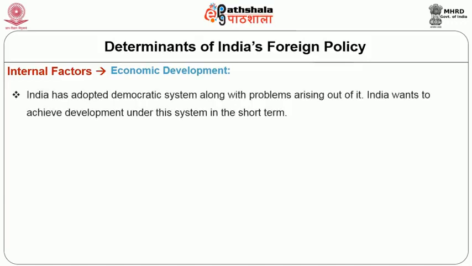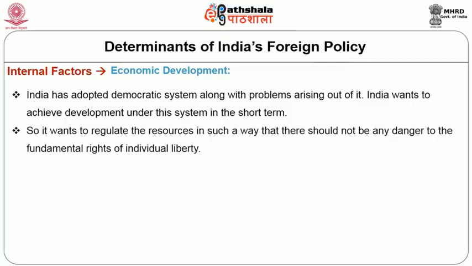As far as constitution is concerned, India has adopted a democratic system along with problems arising out of it. India wants to achieve development under this system in the short term. So it wants to regulate the resources in such a way that there should not be any danger to the fundamental rights of individual liberty.